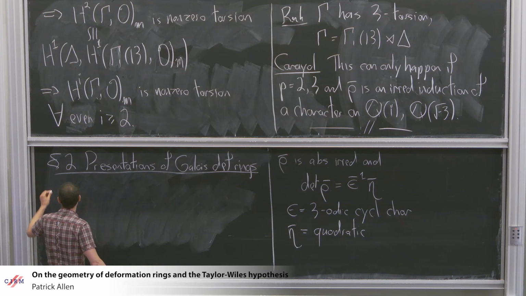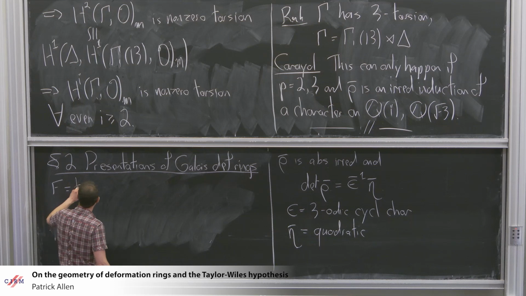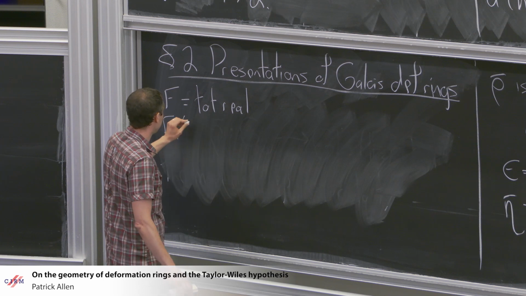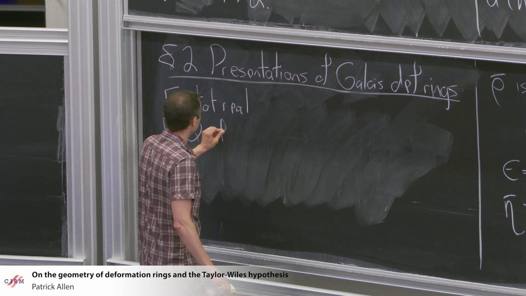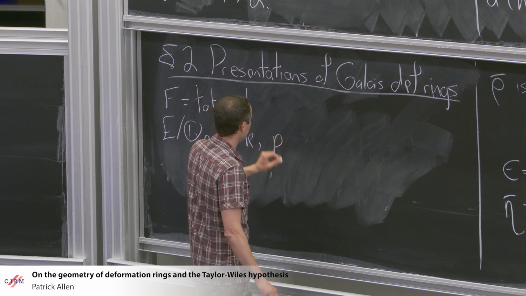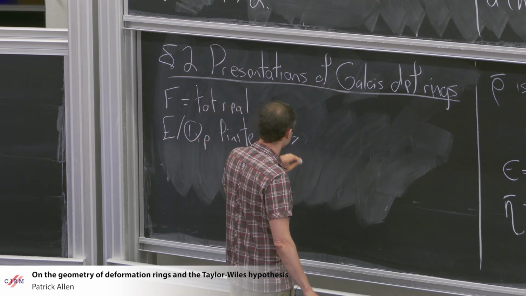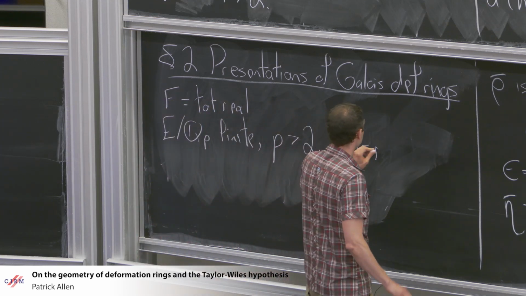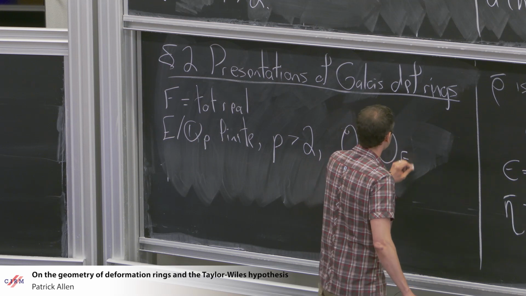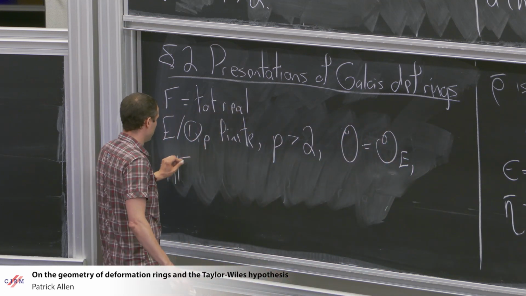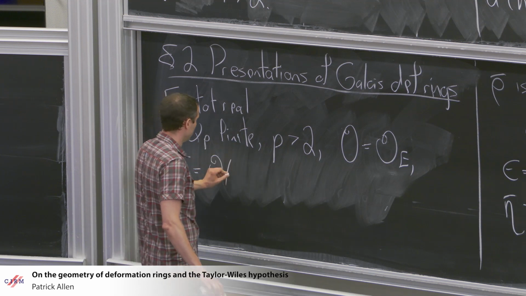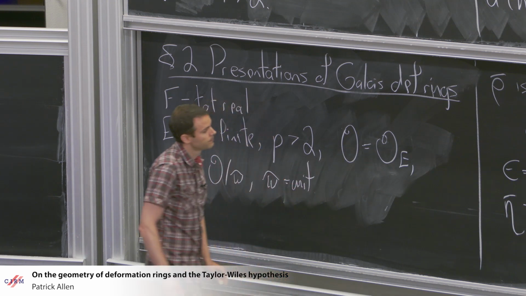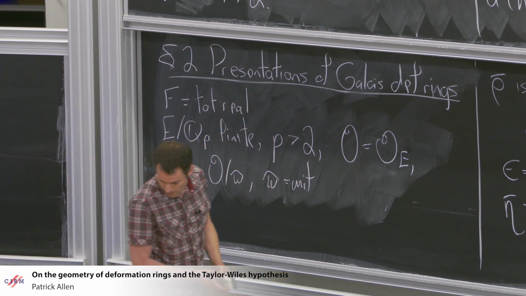So let's say I'm in a situation where F is totally real, and I fix some finite coefficient field E. p will be a prime. I'm not going to talk about p equals 2 today, so always odd. O is the ring of integers, F is the residue field, and varpi is a uniformizer.